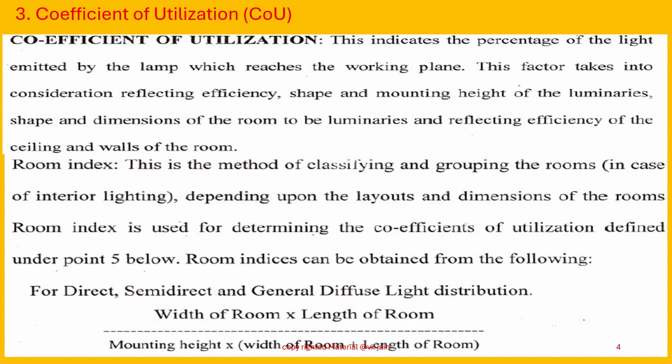While calculating coefficient of utilization, we first calculate room index. Room index provides the method of classifying and grouping the rooms in case of interior lighting, depending upon the layouts and dimensions of the rooms. Room index is used for determining the coefficient of utilization defined under point 5 below.